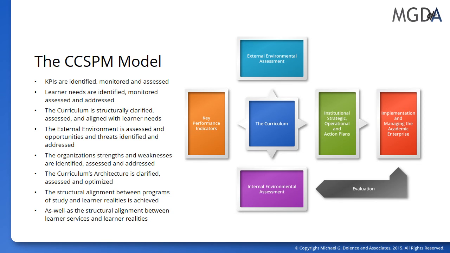The organization's strengths and weaknesses are identified, assessed, and addressed. The curriculum's architecture is clarified, assessed, and optimized. The structural alignment between programs of study and learner realities is achieved, as well as the structural alignment between learner services and the learner realities. Of course, there is more.